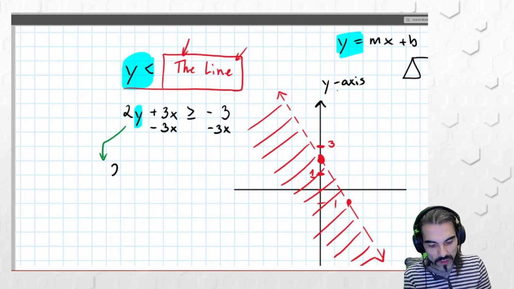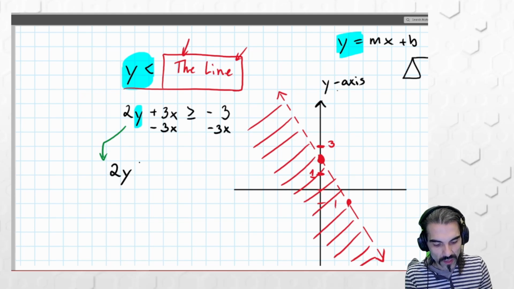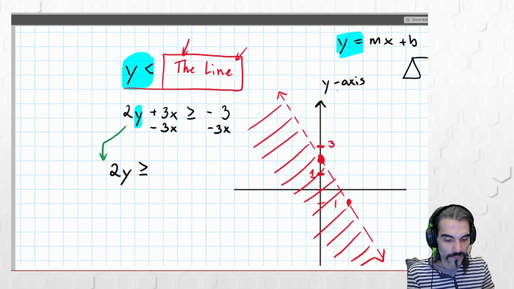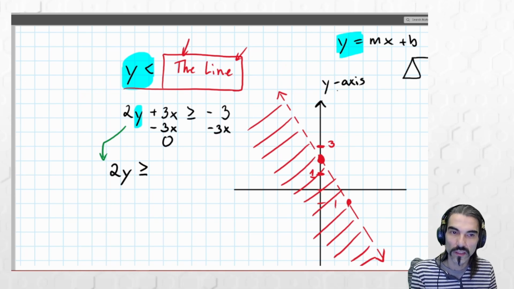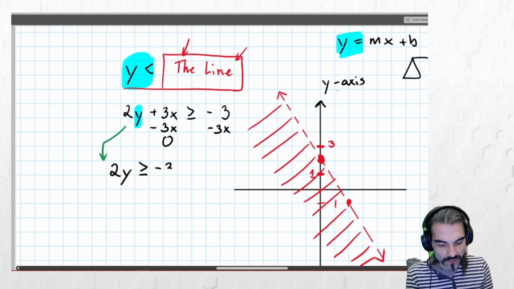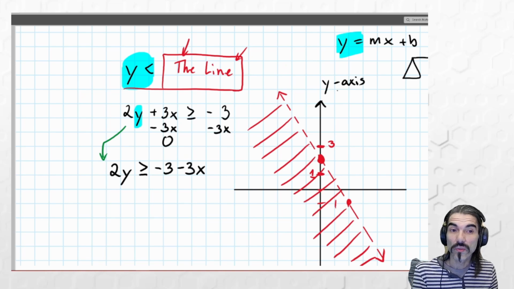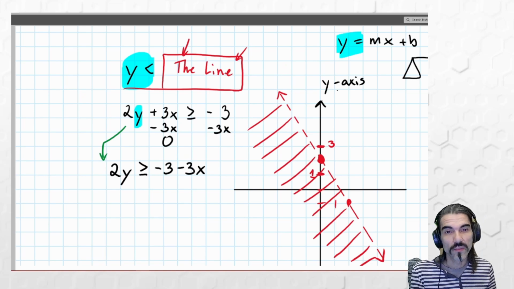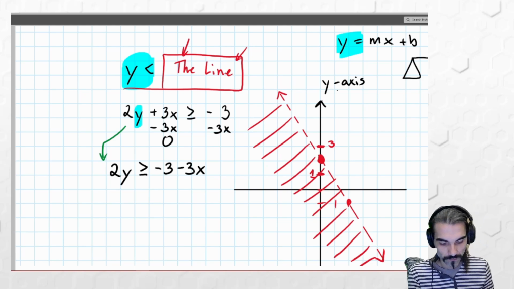This will leave me with 2y by itself, a greater than symbol, because now these two will be 0, and we can ignore 0. And then on the other end, we're going to have a negative 3 minus 3x. They cannot combine into a single term. They are not like terms, so we keep them separate. That's all we have to do. Sometimes there's no math involved, just rewriting.